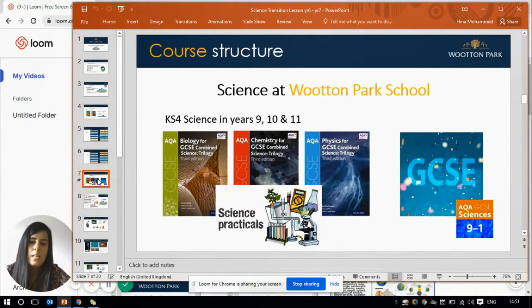And then when we get to Year 9, 10 and 11, you'll start your GCSE course. Again, these textbooks will be available to you on the Caboodle website. We also need to carry out plenty of required experiments, called required practicals, that are part of the course. And then by the end of Year 11, you'll obtain GCSEs in science.